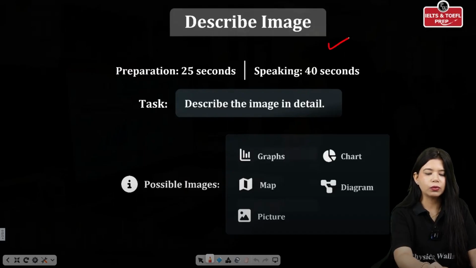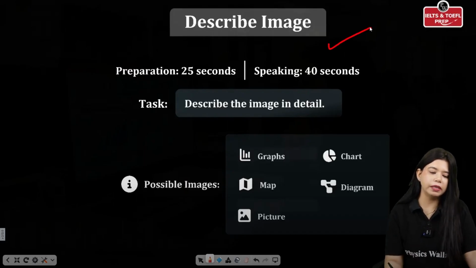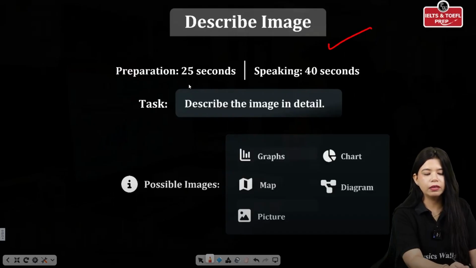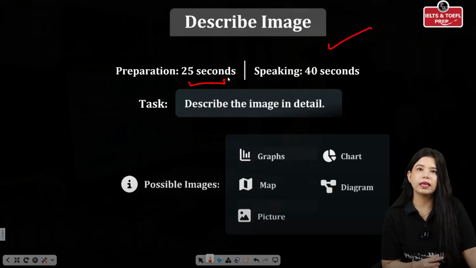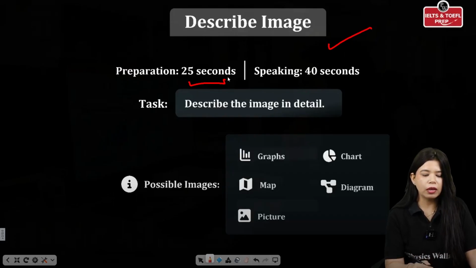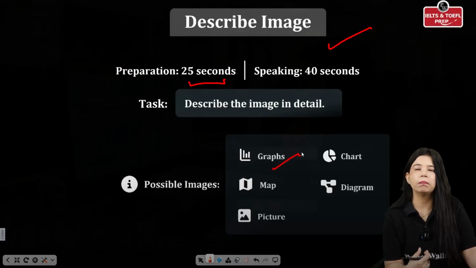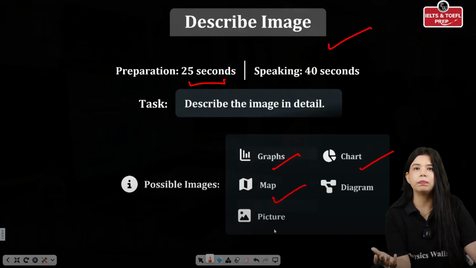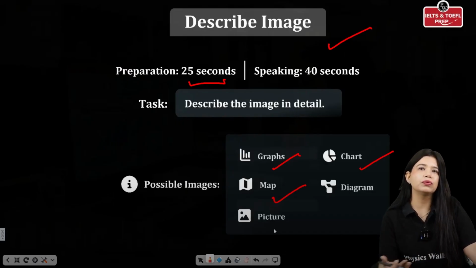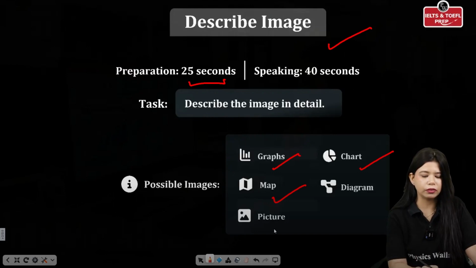Then we come to describe image question type, which is pretty important. Now here you are given 25 seconds to prepare. In these 25 seconds, you will see an image. Now this image can be of any graph. It can be a line graph, bar graph, table, process, that kind of thing. So it can be chart, map, it can be simply a picture, any picture. For example, a teacher with students in the classroom and you have to describe that. It can be a diagram.